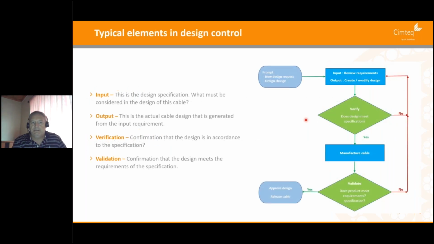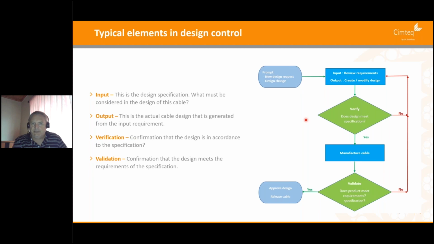So what are the typical elements in design control? This is a very broad overview, and obviously within your organization it might be a lot more detailed, but there's 4 aspects to design control. There's the input, that is the cable specification. What do you want your cable to meet? It could be an ISO specification, an IEC, it could be an ANSI, whatever, but it's a specification that you need to meet for that cable.